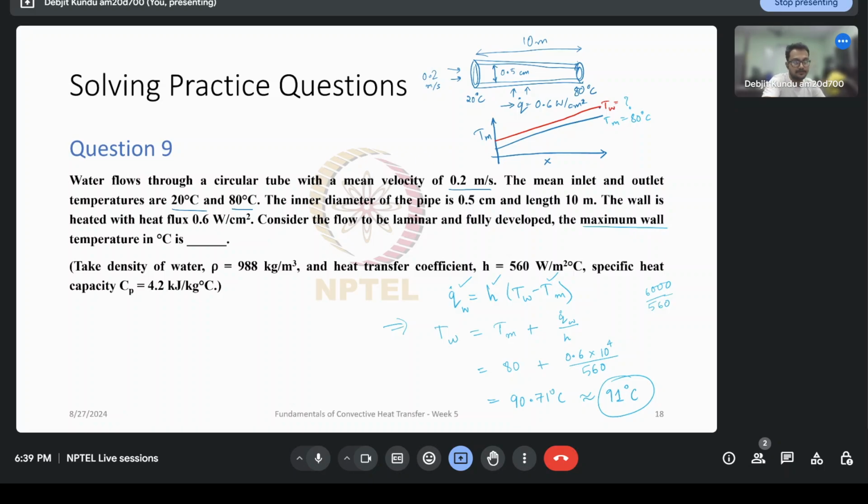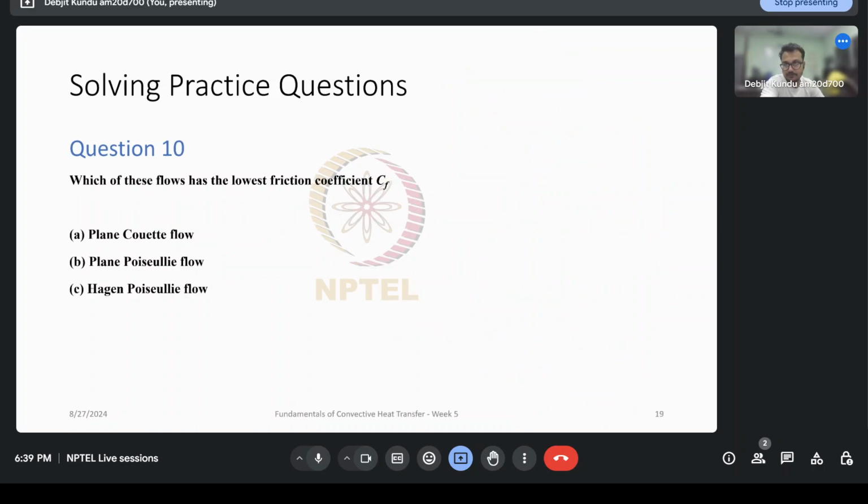All right. So we'll move on to question number 10, which asks which of these flows has the lowest friction coefficient C F. There are different flow scenarios given in the options. Once again, Fanning friction coefficient C F. Is it option A, plane Couette flow? Is it option B, plane Poiseuille flow? Or is it option C, Hagen-Poiseuille flow?